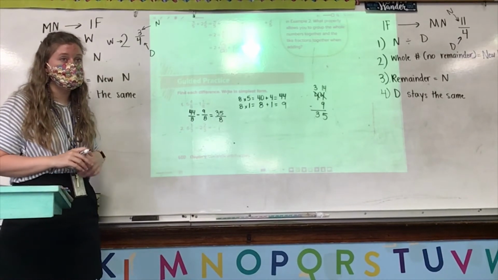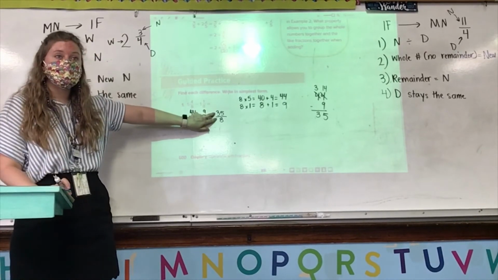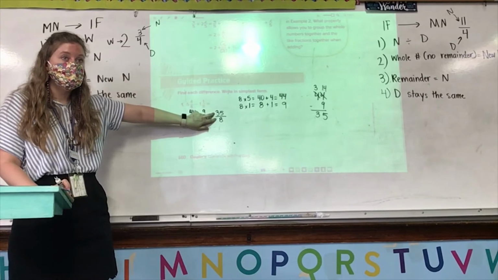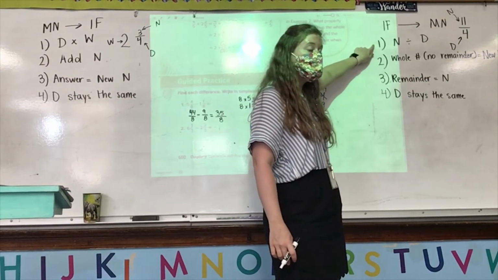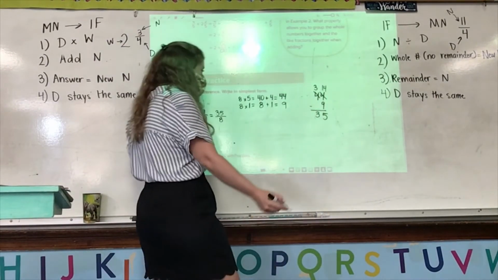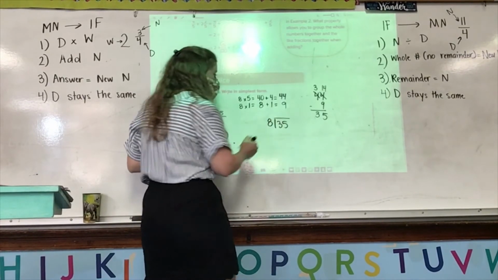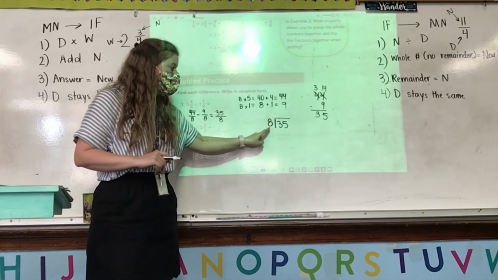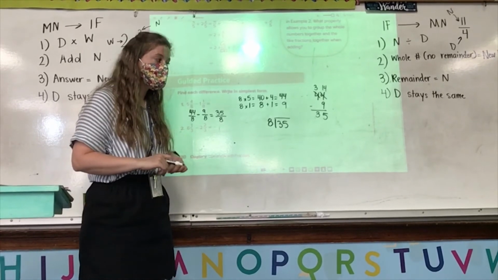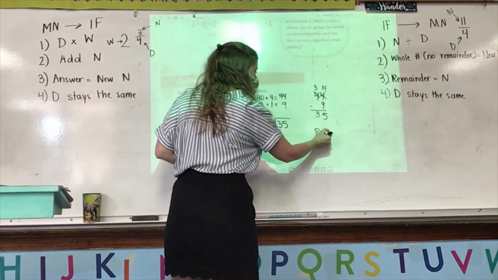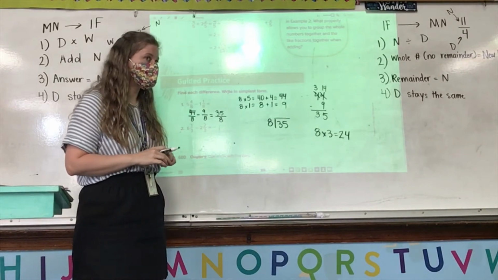Can we leave our answer like that? No. So on our separate sheet of paper, now we are converting a what into a what? An improper fraction into a mixed number. So step 1, divide the numerator by the denominator. The numerator is 35. The denominator is 8. 8 goes into 35. How many times? 3 times.